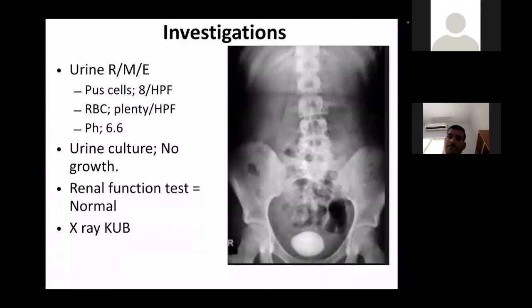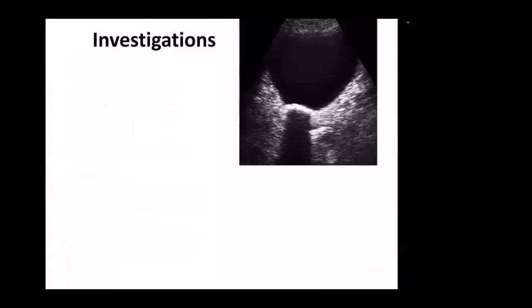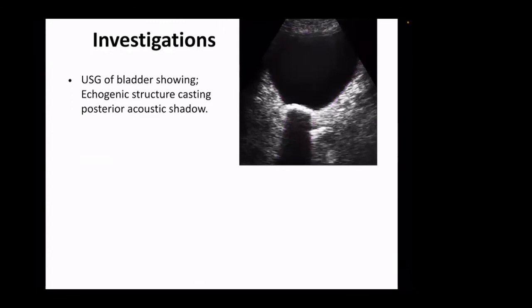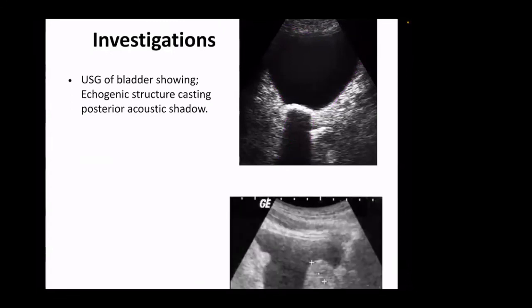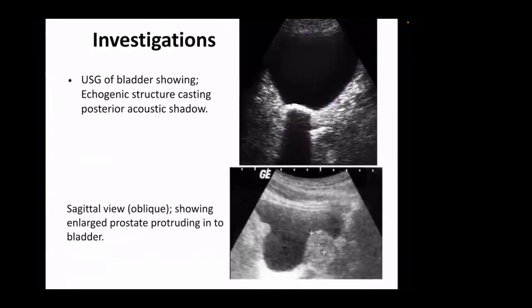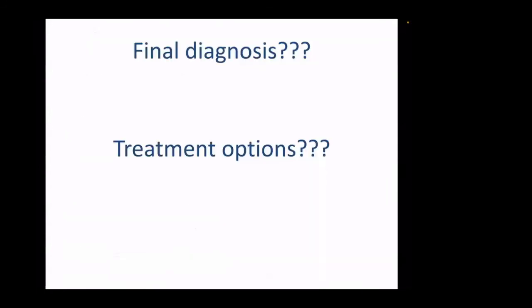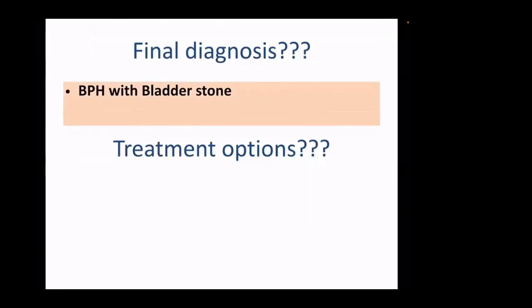So now I will do ultrasonogram KUB and prostate region. The ultrasonogram KUB is showing us the echogenic structure, the white structure inside the bladder producing a black shadow, right? This is stone, no doubt, and you can measure the size of the stone as well. And as you know, this was the case of BPH. When the lateral view was taken, the enlarged prostate was also found. So now our diagnosis is confirmed. The diagnosis is BPH with bladder stone.